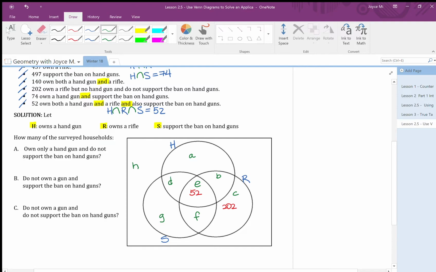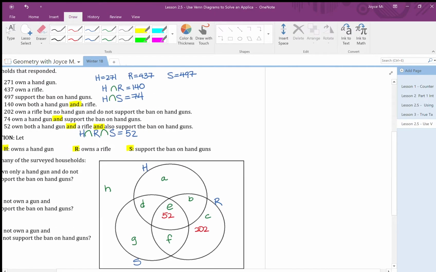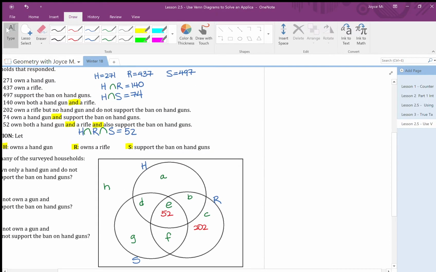Okay, so let's solve for each part here. Now, using each piece of information, I can figure it out. I'm going to look for the intersection first. The intersection of H and R tells me I'm looking for this region over here, that is H and R. So that is E plus B. So E plus B is 140. So I have E plus B.